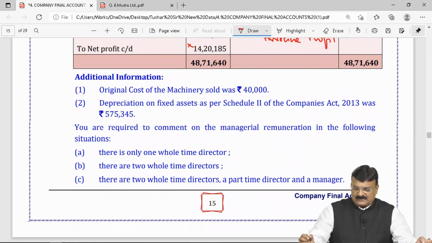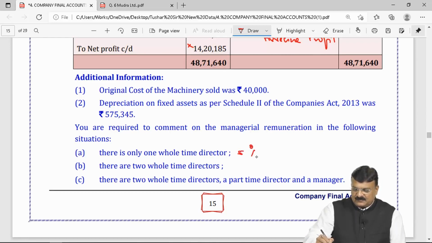You are required to comment on the managerial remuneration in the following situations. When there is only one whole-time director, so just now we have seen Section 198 puts a max limit of 5%. There are two whole-time directors, so combinedly between them it will be 10%. Two whole-time directors, a part-time director and a manager, so the total of all should not exceed 11%.